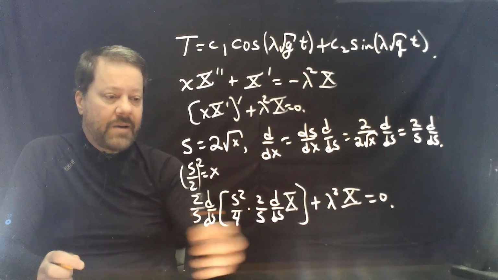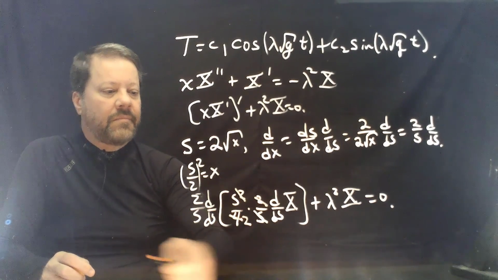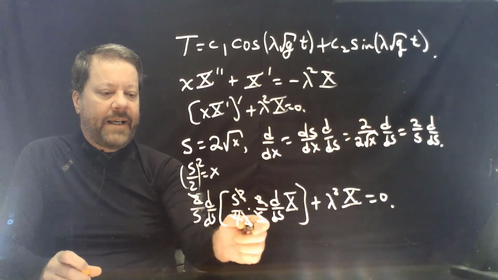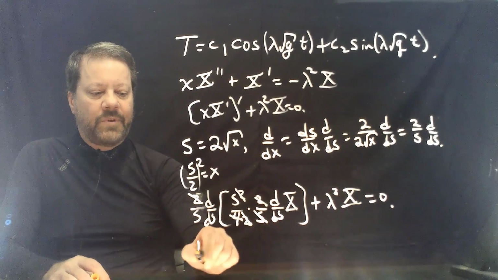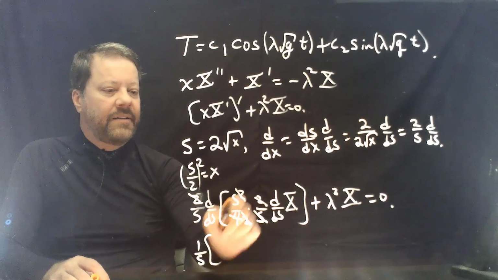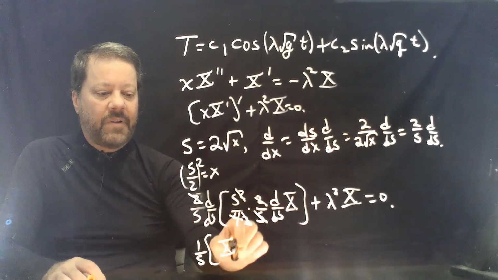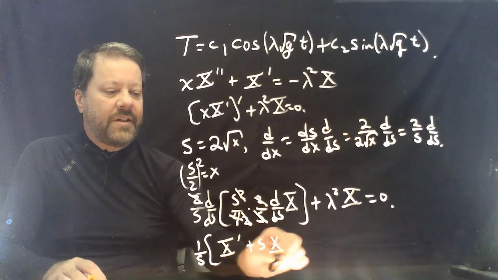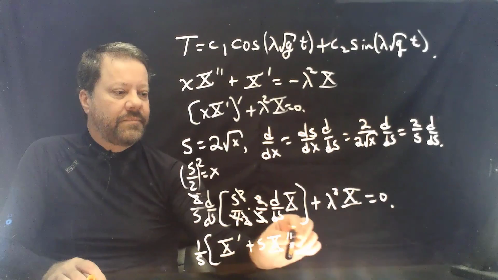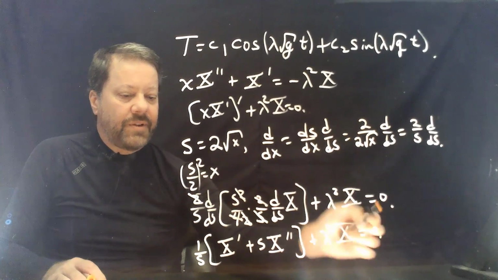Now, where does everything fall out now? These 2's are going to go away. When we do the product rule now, we'll still have this 1 over s out front. We'll have 1 times x prime, the primes now will be derivatives with respect to s, plus s times x prime prime, plus lambda squared x equals 0.